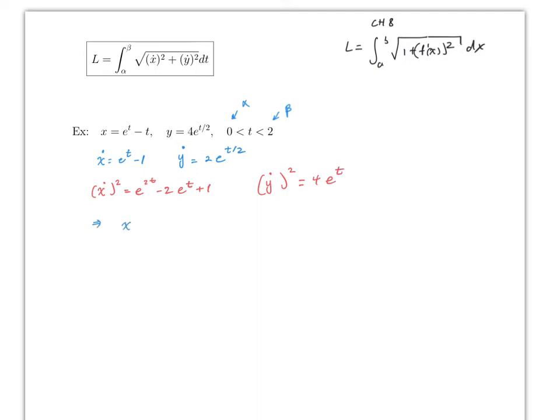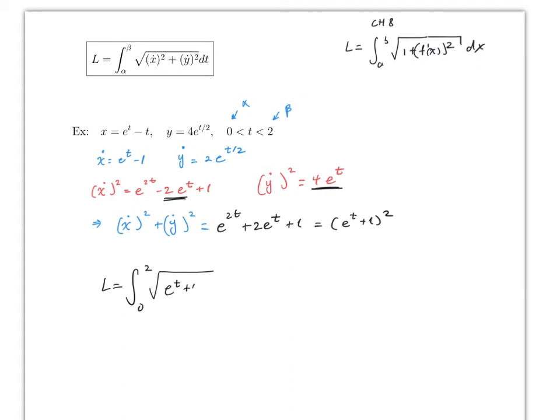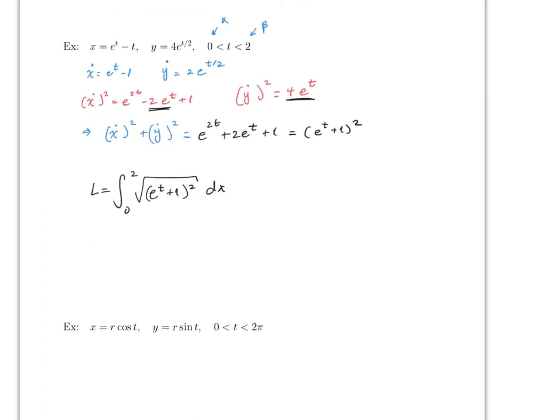So therefore, if you add it up, x dot squared plus y dot squared, you will get e to the 2t. Notice that this plus that is just plus 2 e to the t plus 1, which is a perfect square, e to the t plus 1 squared. And perfect squares, you'll see right now, are very, very useful. So therefore, the arc length is going to be the integral from 0 to 2 of the square root of e to the t plus 1 squared. So notice that the square and the square root cancel. That's why I say perfect squares are very, very useful.